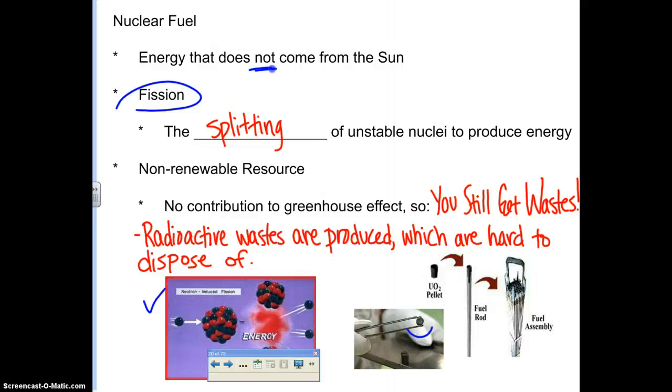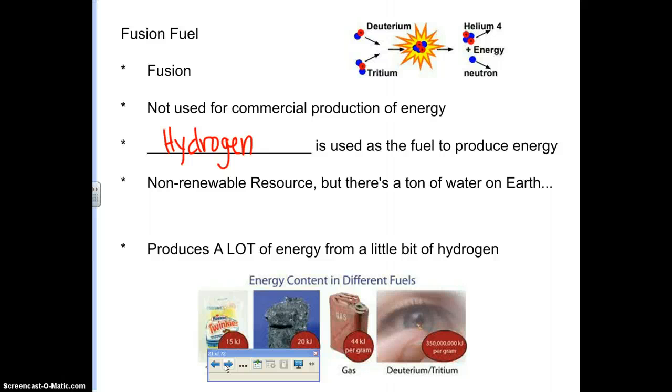Over here is showing you a pellet of uranium oxide, but it's uranium. They insert that into a fuel rod. Those fuel rods are all inserted into nuclear reactors, into a nuclear power plant.